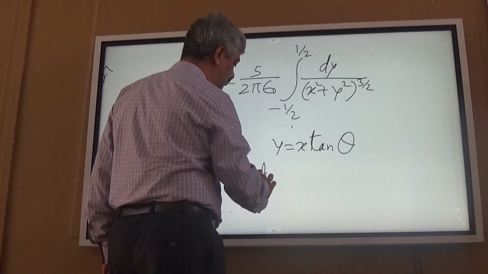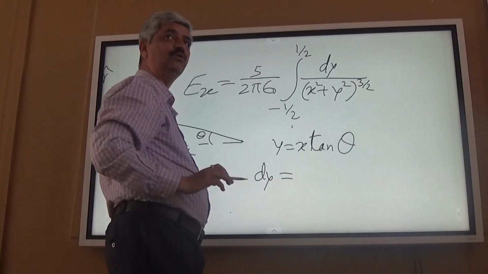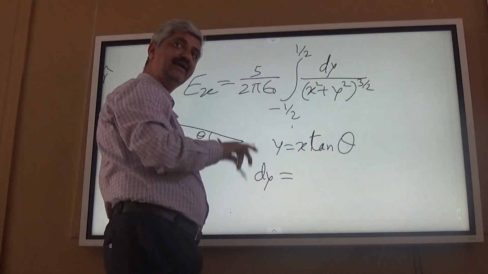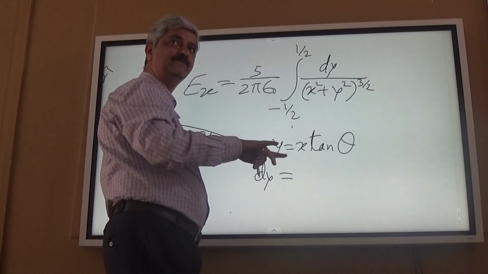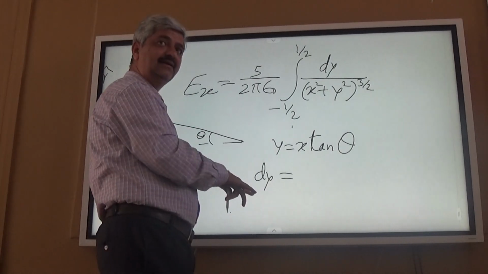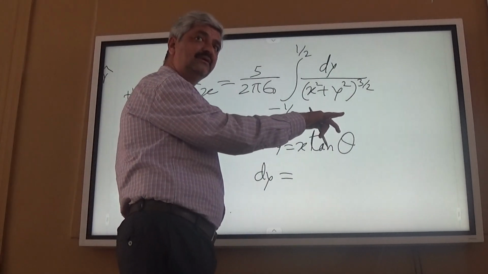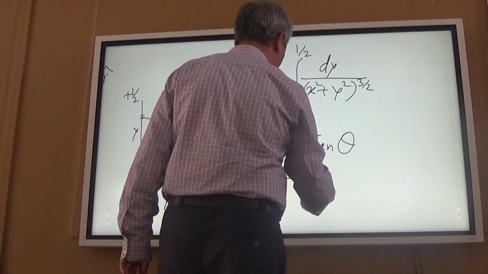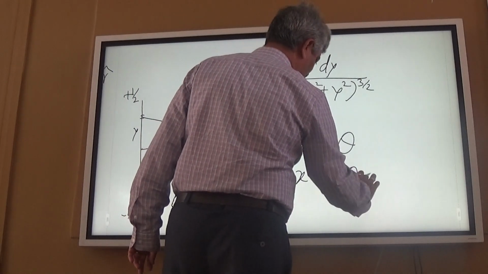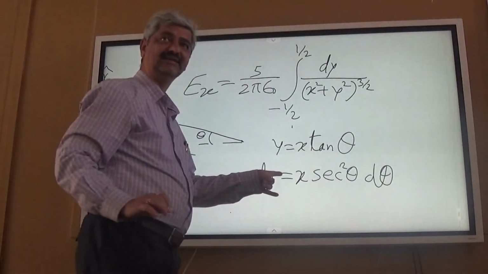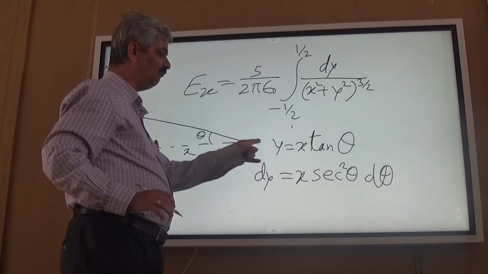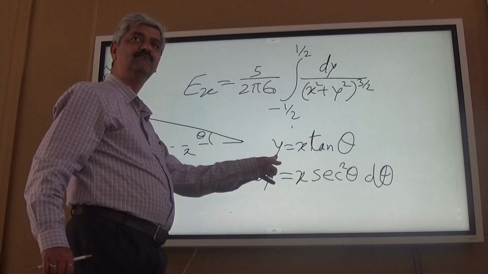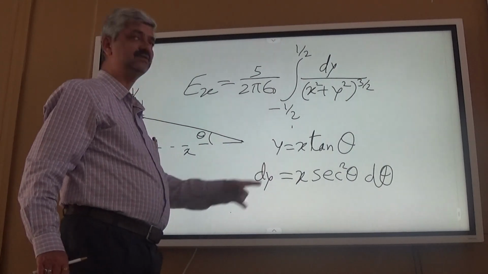Right? So dy equal to, what is tan theta, dy by d theta, x sec square theta, right? Dy by d theta is x into sec square theta. So what is dy? X sec square theta d theta, right? And what are the limits when y equal to half? What are the limits?